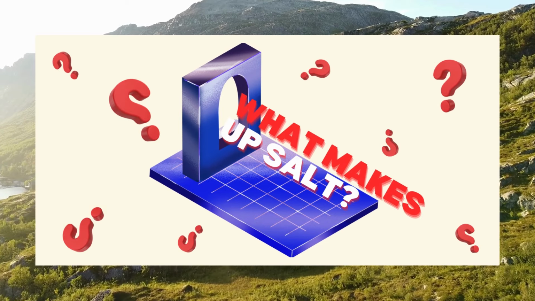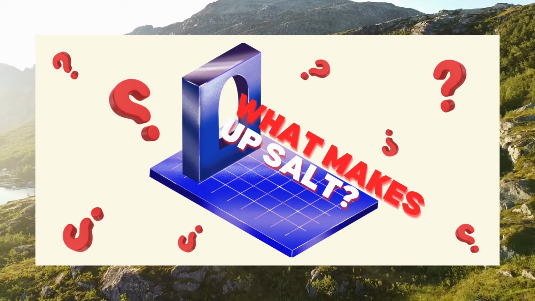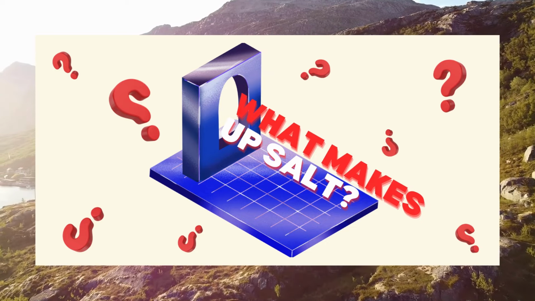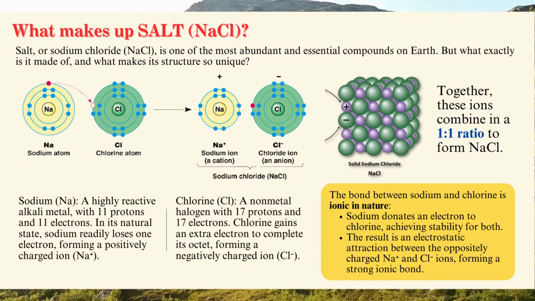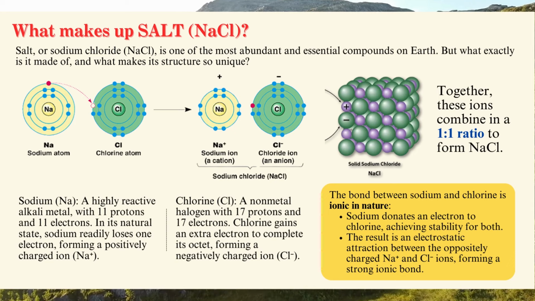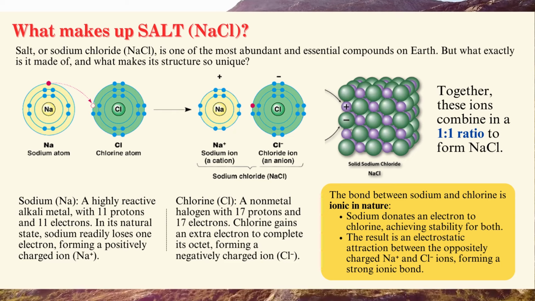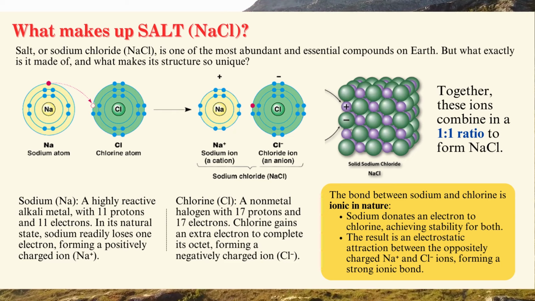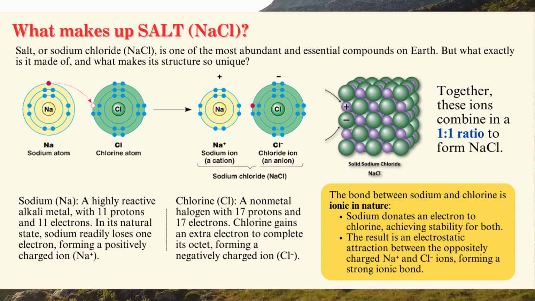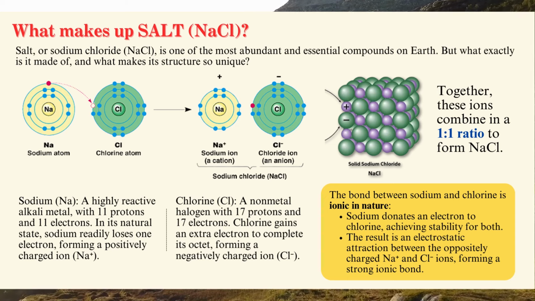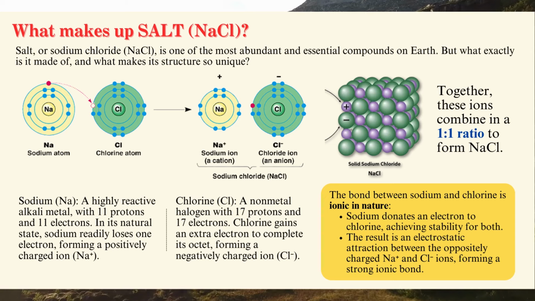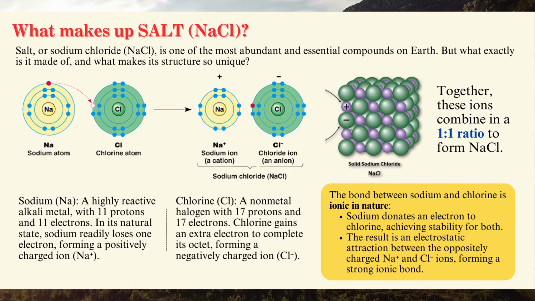Before we dive in, let's have a look at what makes a salt. Sodium chloride is a classic example of an ionic compound formed by the electrostatic interaction between sodium and chlorine ions. Sodium, a group 1 alkali metal, has a single electron in its outermost shell. It readily loses this electron, achieving a stable electronic configuration, and becomes a positively charged ion, Na+.